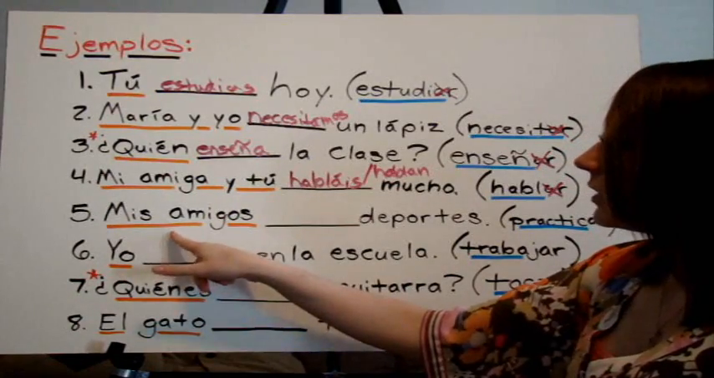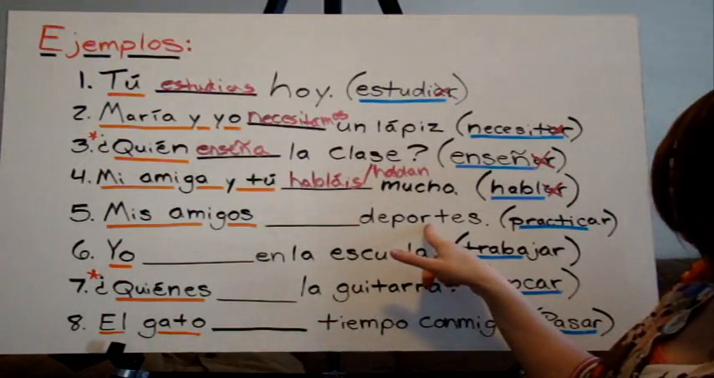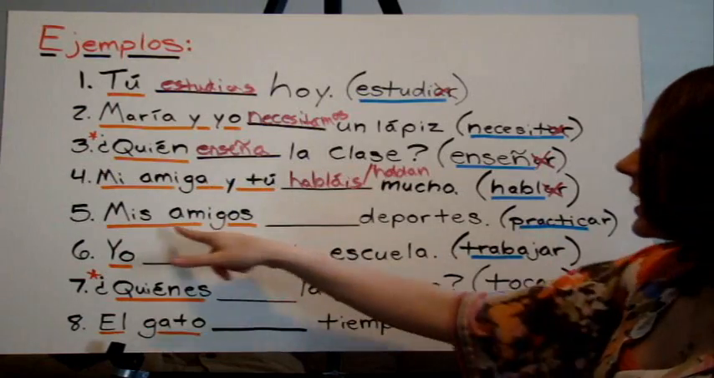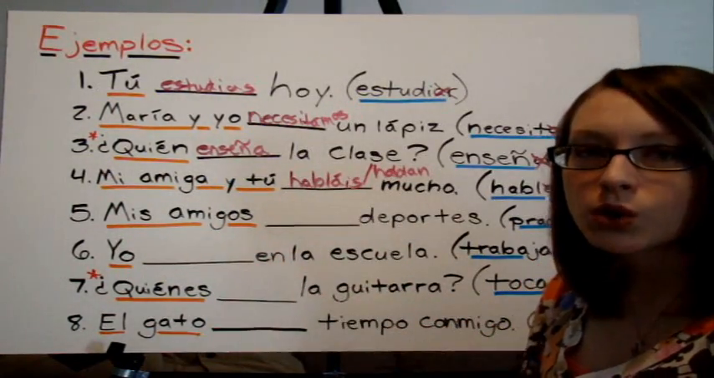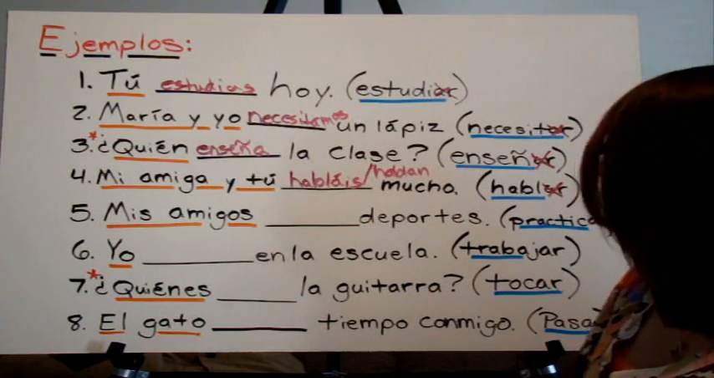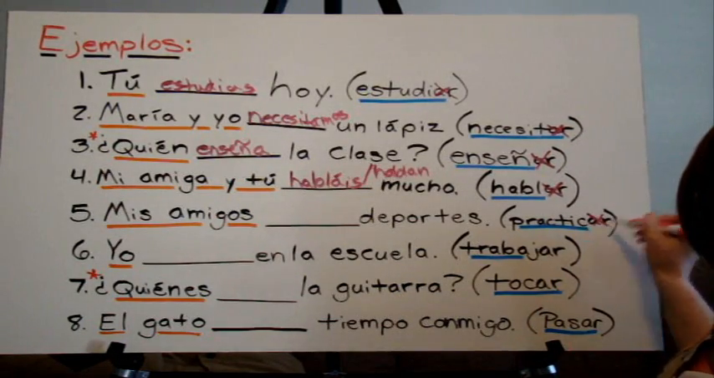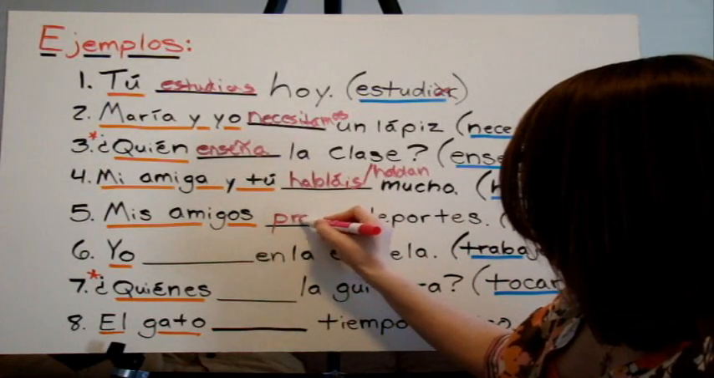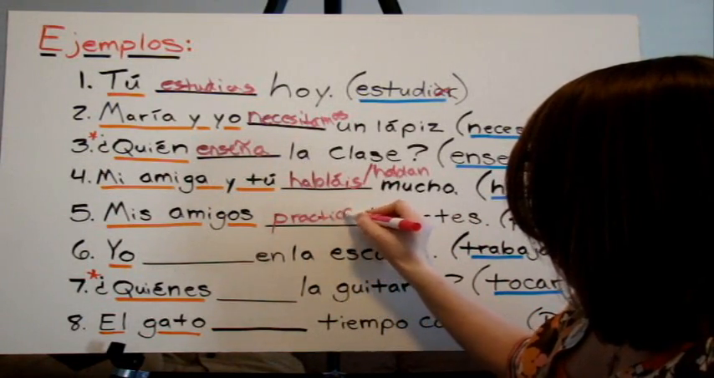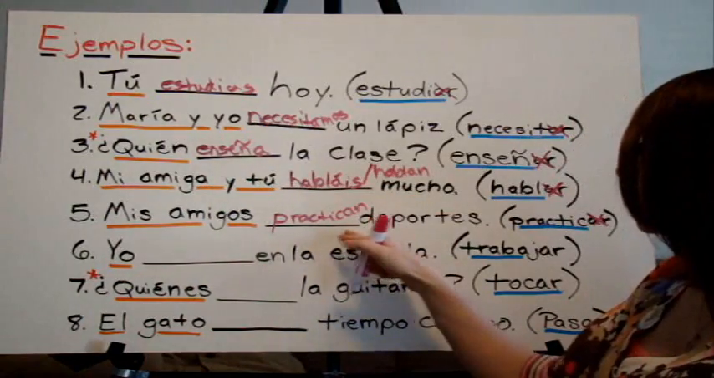Okay, now next one, mis amigos blank deportes, practicar. So we want to say, my friends practice sports. Now my friends we know is a plural subject. We're going to go with the plural box. And then go ahead and take off our AR and conjugate. So, practican. Mis amigos practican deportes.